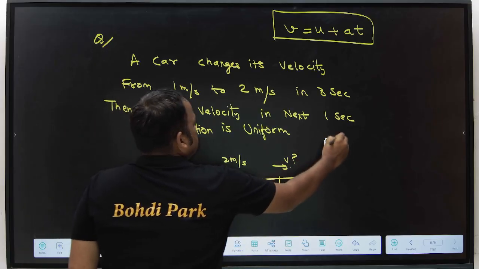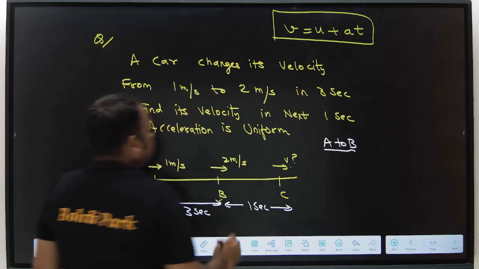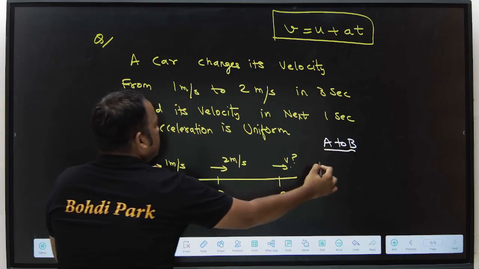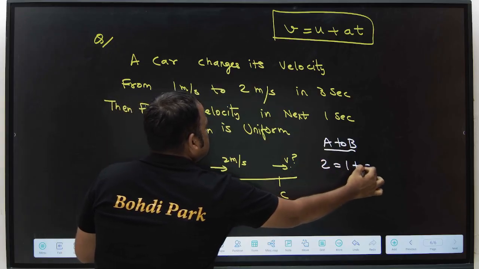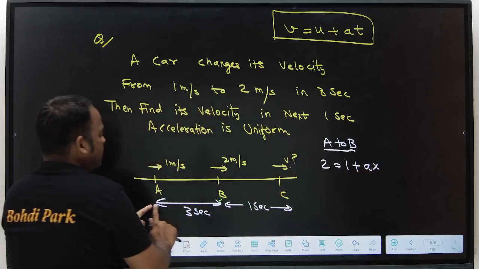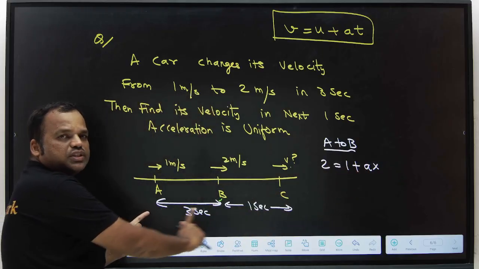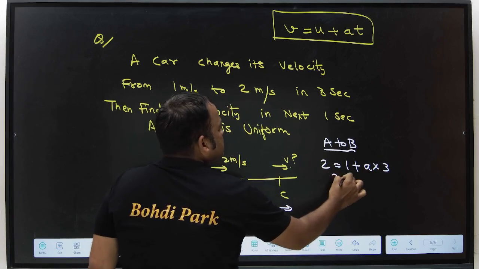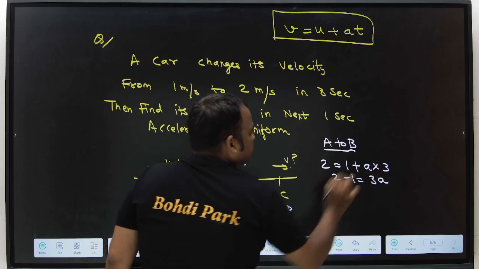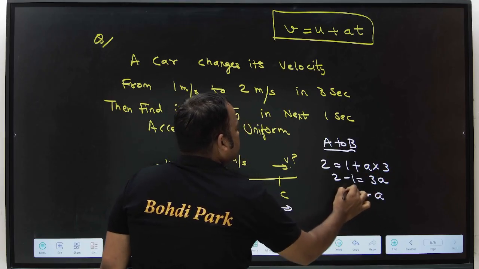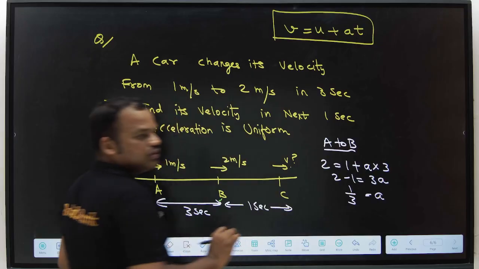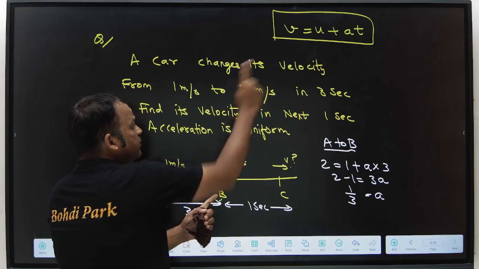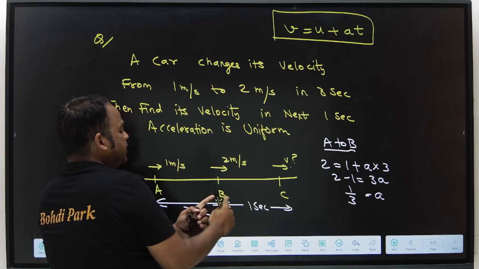If we use A to B, for A to B we will use V is equal to U plus AT, so 2 is equal to 1 plus A into T, and time taken is 3 seconds. The time duration is 3 seconds, so we'll put 3 here. So 2 minus 1 is equal to 3A, or we have A is equal to 1 by 3. We got acceleration.